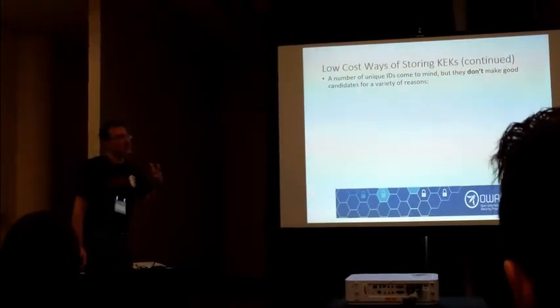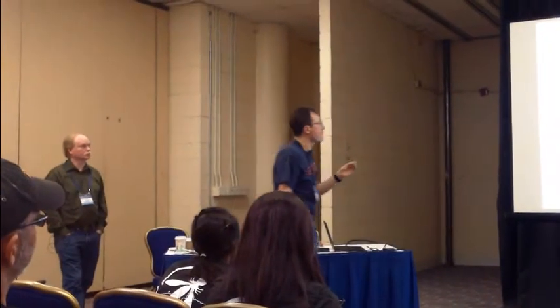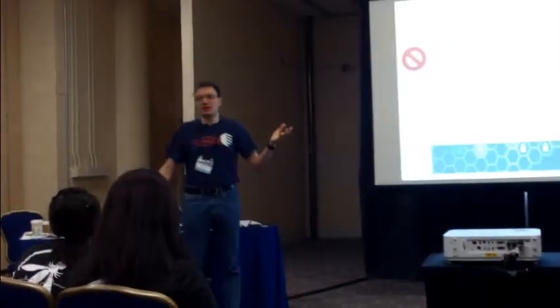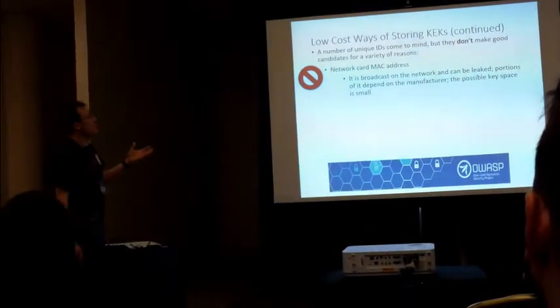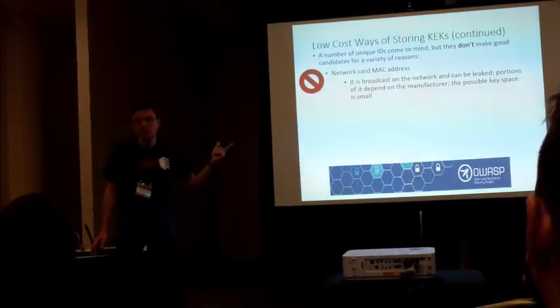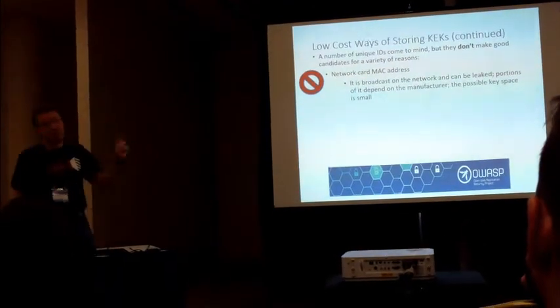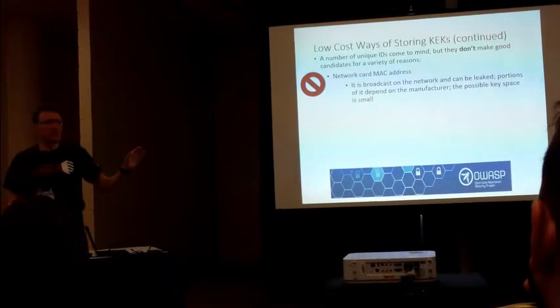If you start thinking about this, there are probably a number of different unique identifiers that come to mind. First, network card MAC address. That's an easy one. Unfortunately, there are a bunch of problems with it. It's usually broadcast on the network, so it could be leaked. Portions of it depend on the manufacturer. I think it's a 6-byte sequence, and the first few bytes are actually assigned to the manufacturer of that network card. And also, it's a really short sequence, so the key space is really small, could be brute forced.